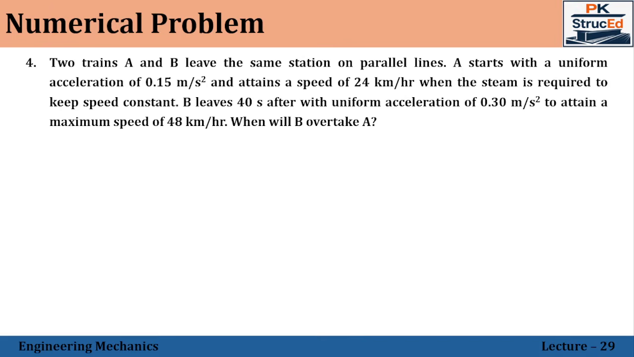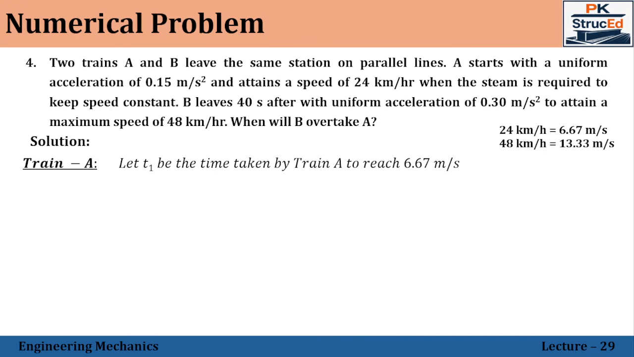So for both trains, we have two segments. The first segment is from 0 to reaching the maximum speed. The second segment is maintaining the constant speed. Again, the velocity is given in kilometer per hour, so converting everything into meter per second, train A has a speed of 6.67 meter per second, whereas train B has 13.33 meter per second. Let us start with train A.